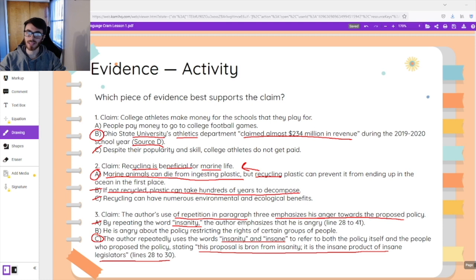And then B doesn't even address the part about repetition, right? It just says what he is angry about, but that's not what our claim is. Our claim isn't talking about what he's angry about or why he's angry. Our claim is specifically about the repetition, how the repetition emphasizes the anger. So C is our best evidence here.